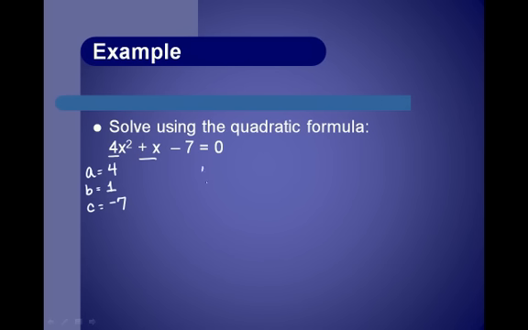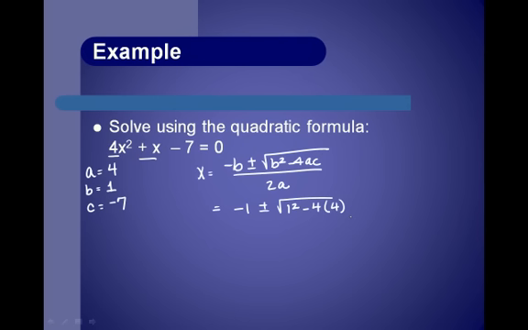So we would get our formula, negative b plus or minus the square root of b squared minus 4ac all over 2a, which would give us negative b, which is basically the opposite of whatever b is, so negative 1 plus or minus b squared, so that would be 1 squared minus 4 times a, but a is 4, times c, c is negative 7, divided by 2 times a, and again a is 4.